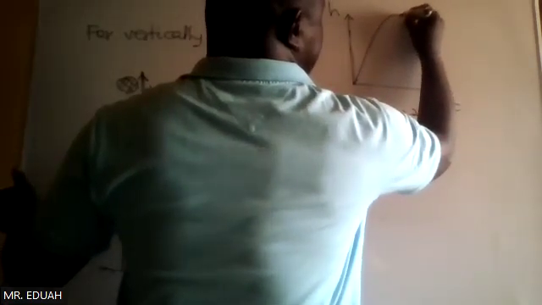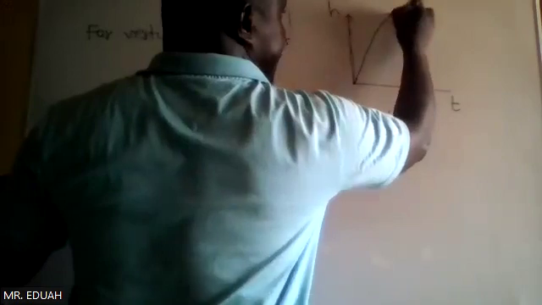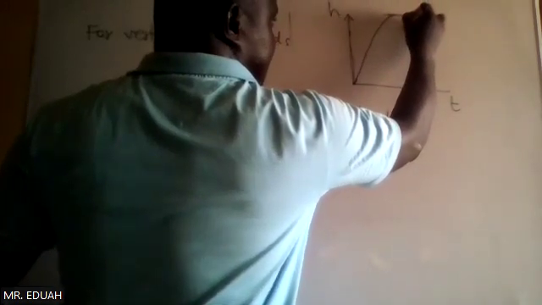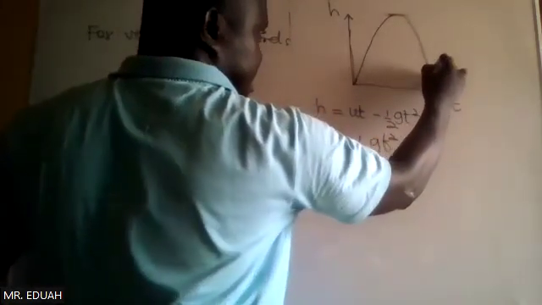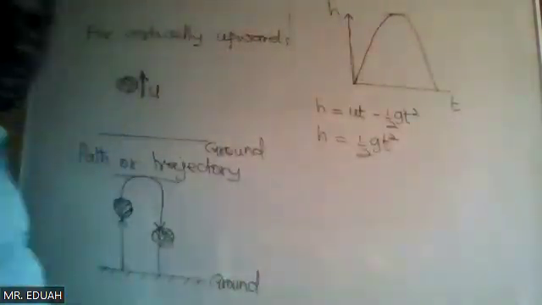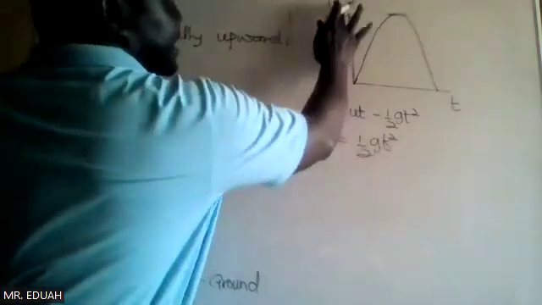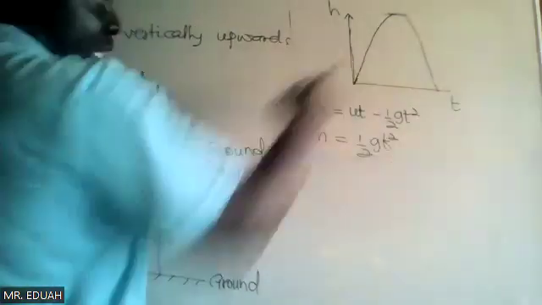So when the object is thrown up, its height would increase, then get to a certain maximum height, and then from there would return. As it returns, its height would decrease before it drops to the ground. So this is how the displacement time graph of a body thrown vertically upwards will look.